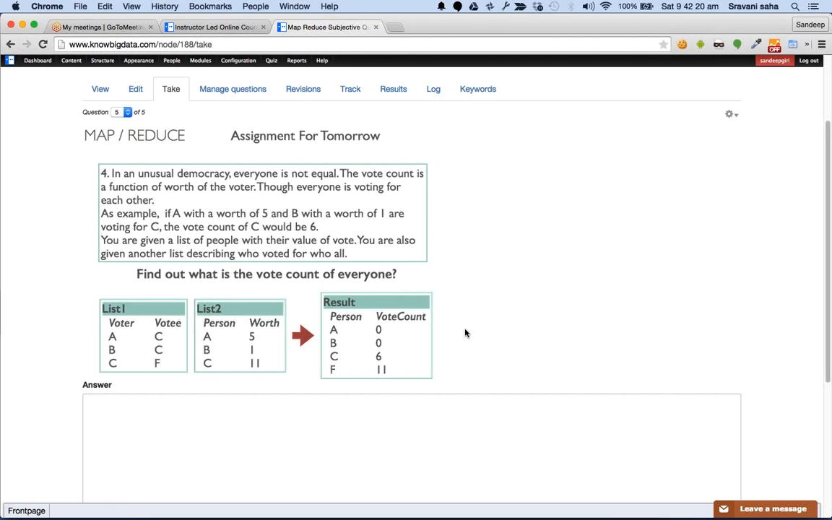In this, there is a country where the democracy is very unusual. In this democracy, the people whose worth is more, their votes are counted more. Their votes matter more. The rich people's votes matter more as compared to the poor people. Okay? In this unusual democracy, everyone is not equal. The vote count is a function of the worth of the voter.